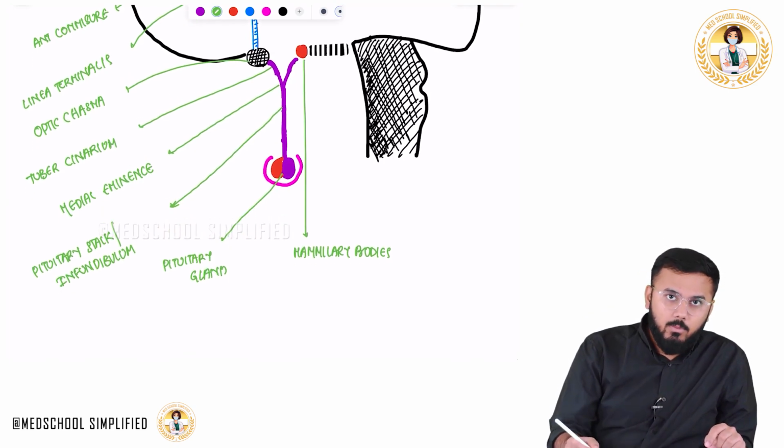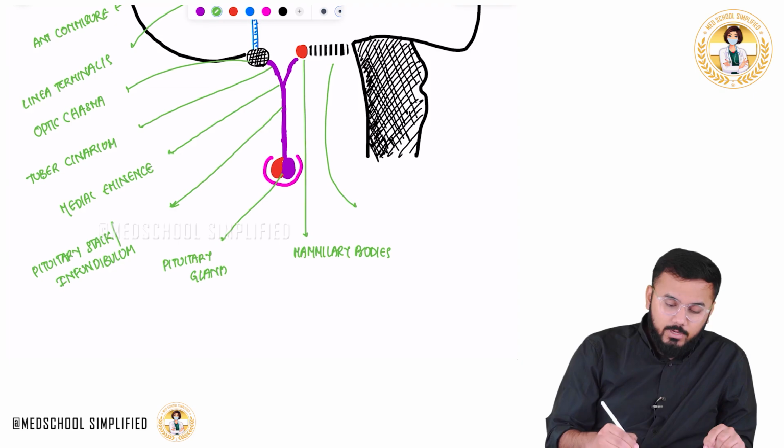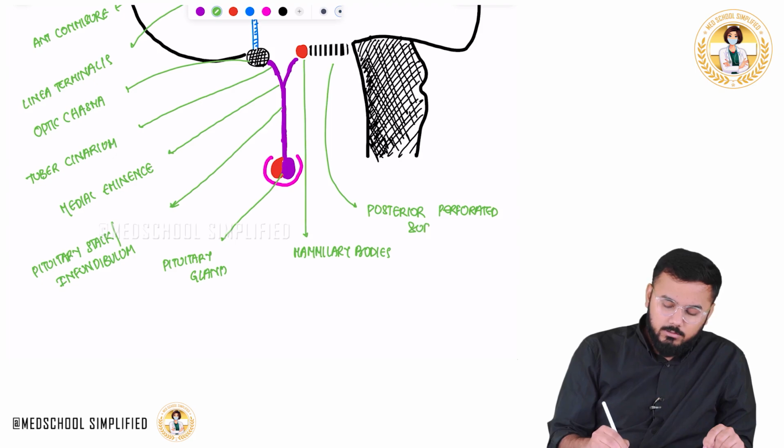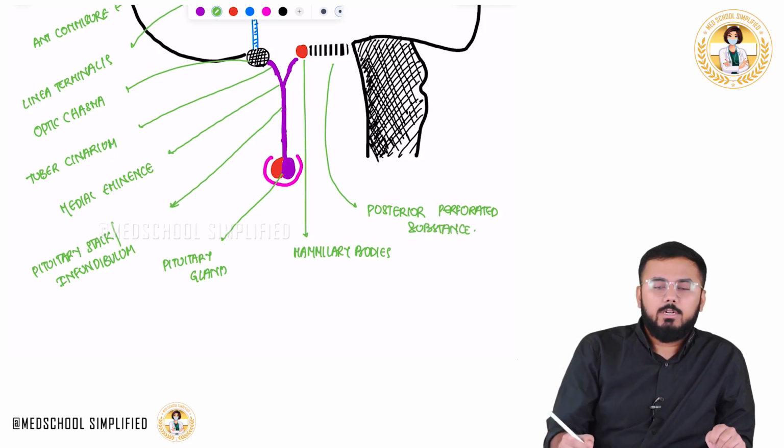But behind the mammillary bodies, you have got this substance over here. This substance is called as posterior perforated substance.